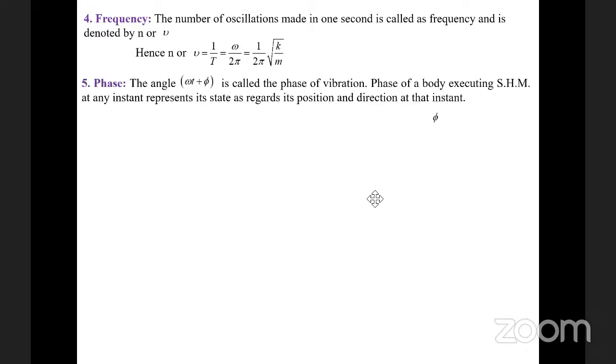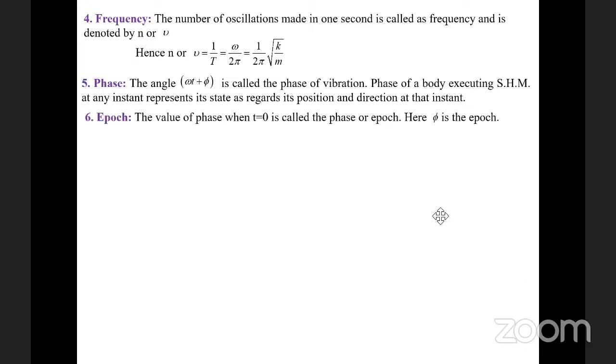Next, frequency. The number of oscillations per second is called frequency, denoted by small n or nu. Nu, not v. So n equals 1 by T. T is 2 pi by omega, so 1 by T is omega by 2 pi, which is 1 by 2 pi into root k by m. Next, phase. The angle omega t plus phi is called the phase of vibration. And epoch is the value of phase when t equals 0. So phi is the epoch.